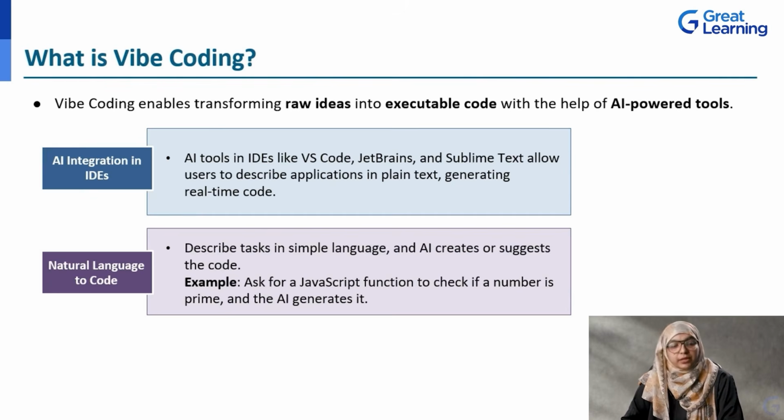Vibe coding is about turning natural language into code, that is, using natural language to code. Here, you're describing your tasks in plain language, just like you're talking to someone, and AI can create or suggest code for you, right? For example, if you want to ask it to write a JavaScript function that checks if a number is prime or not, you're just telling the AI tool in simple language, and then it tries to generate the code for you.